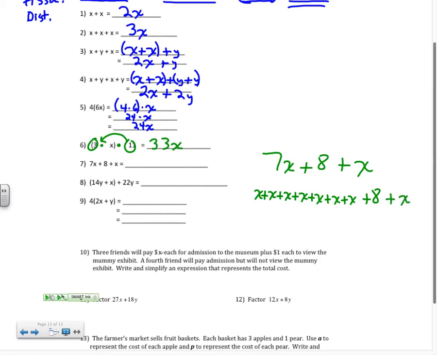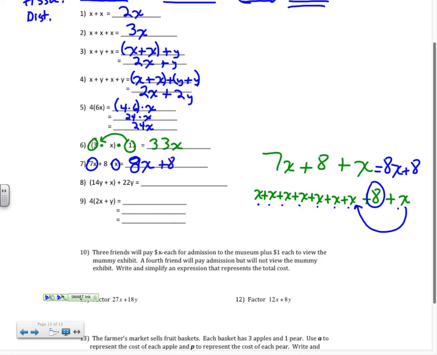Well, I want to move all my x's together. So if I were to move an x over here, and I counted the x's, I would have these 7, plus that one more is 8. So I'm going to combine my x's. So I'm going to get 8 x's plus this number stands by itself. It's a constant, plus 8. So this means I've combined like terms. 7x plus x is 8x plus 8.